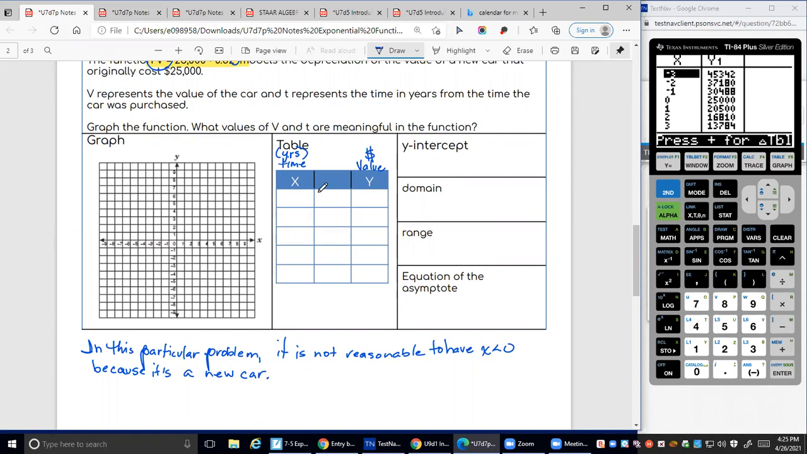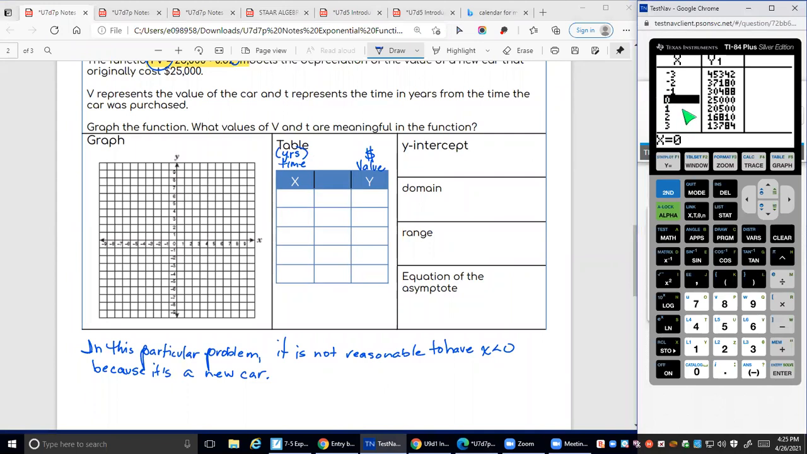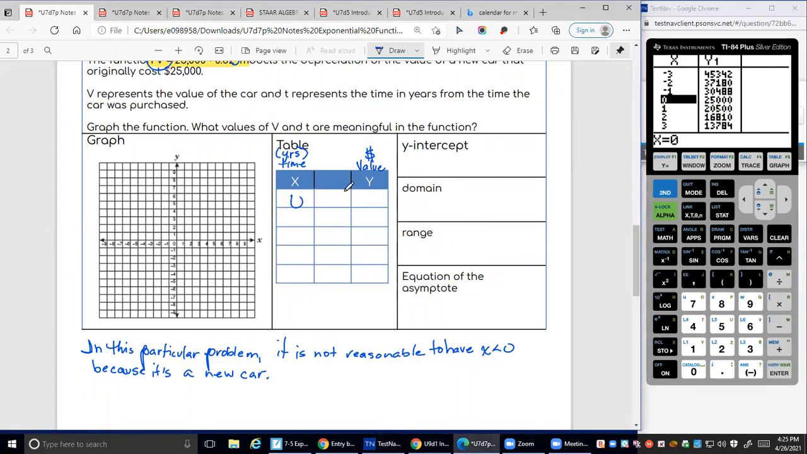We're going to have our graph. Let's go to our table. I don't care about the negatives. They don't make sense. We're going to start off at 0, 25,000. So here we got 0, we got 25,000. We got 1, we got 20,500. That car dropped in value $4,500.